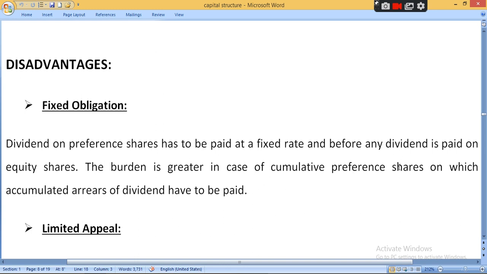Cumulative means combined. Clear? Last year, in the previous year, the company had a loss, and if the company was not able to pay dividend, then if the company issues the cumulative preference share, it is the compulsory responsibility of the company to pay the previous year's unpaid dividend plus the current year dividend. Clear? The unpaid dividend of last year, the previous year, the company must pay if it issues cumulative preference share. So the burden will be greater.